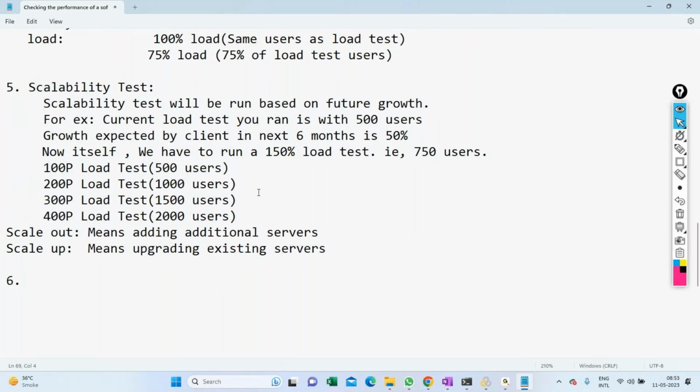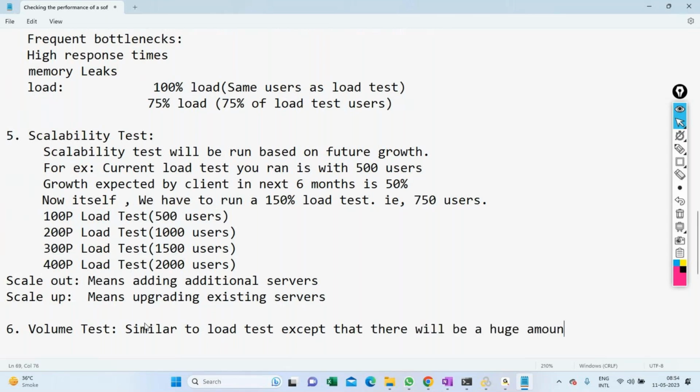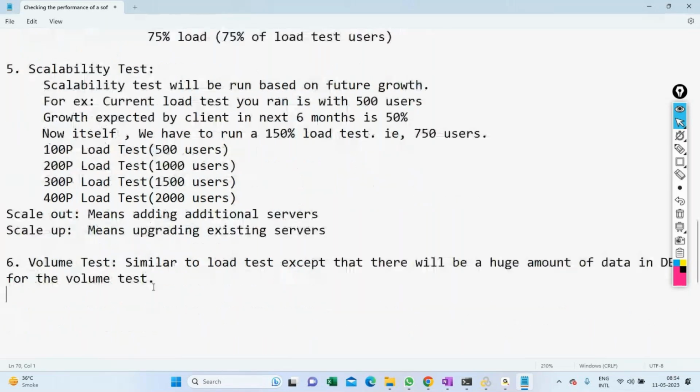What about the next one? Volume testing. Volume testing is similar to load test. It is completely similar to load test, except that there will be a huge amount of data in the database. I'll tell you an example. This test is done very rarely, primarily focusing on the database.